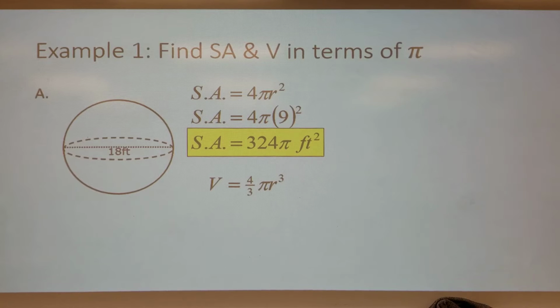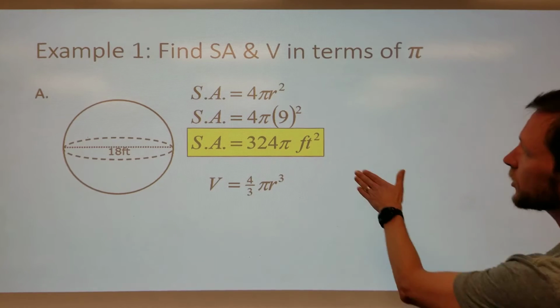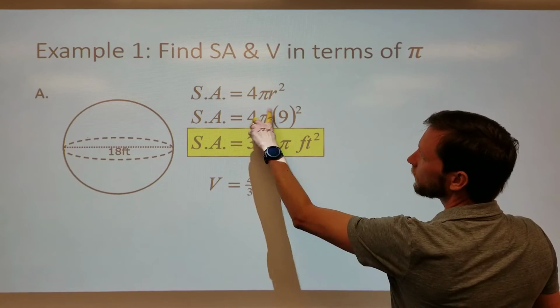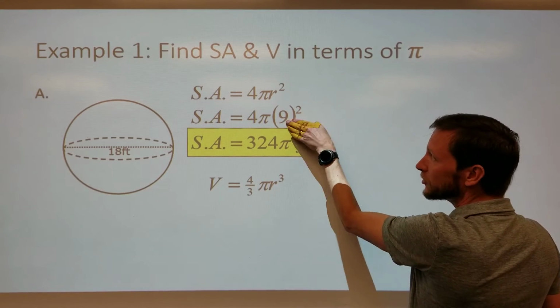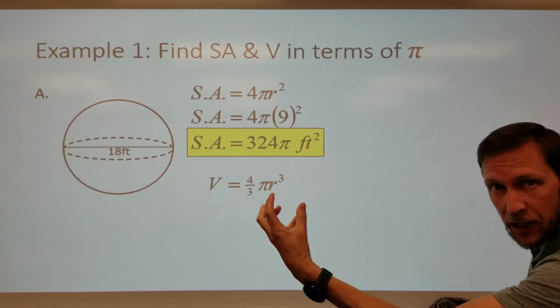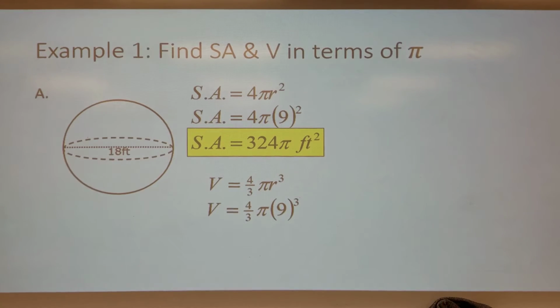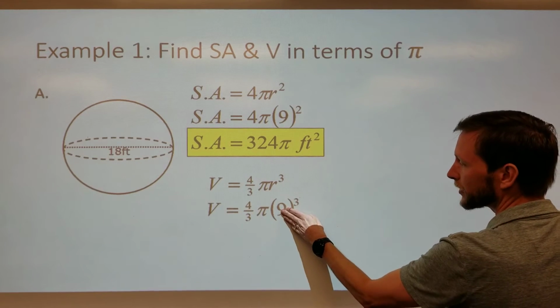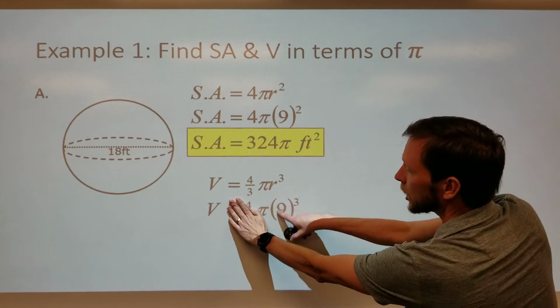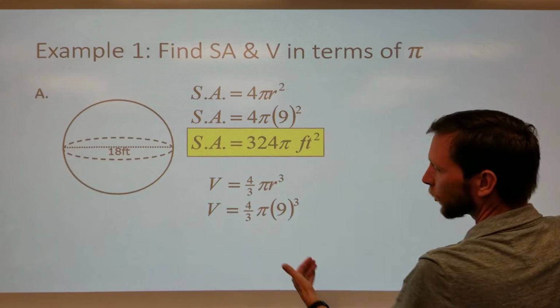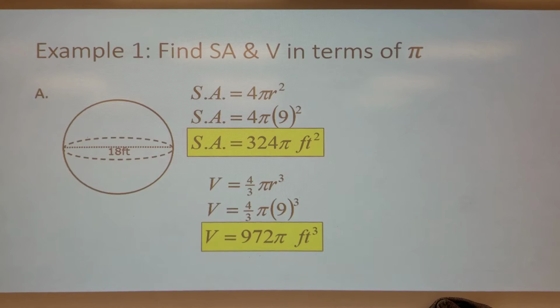Finding the volume, we've got 4/3 times pi times the radius to the third power. And just like there's an order of operations here, I don't do 4 times 9 and then squared, I do 9 squared and then multiply by 4, following PEMDAS. We're going to do the same thing here. We're not going to take 4/3 times 9 and then cube it. We're going to take 9 cubed and then multiply by 4/3 and say we have that many pi. In this case, 972 pi cubic feet.